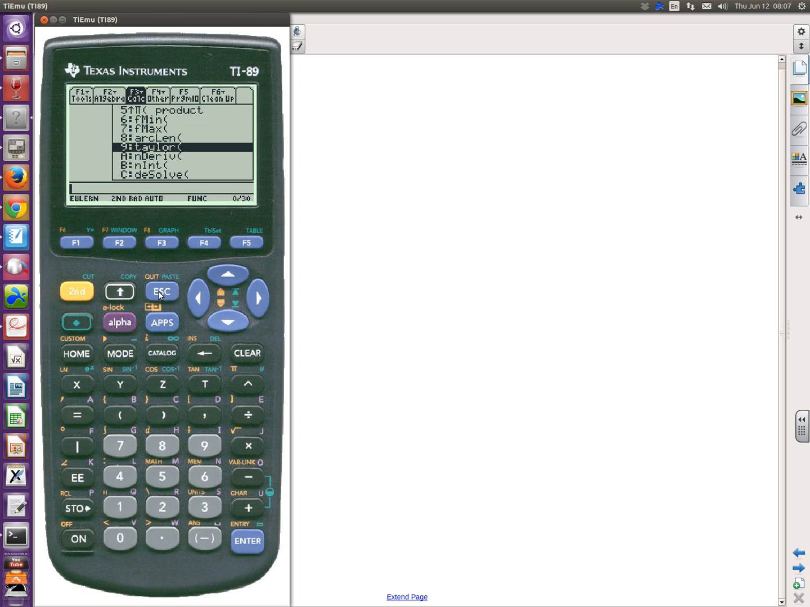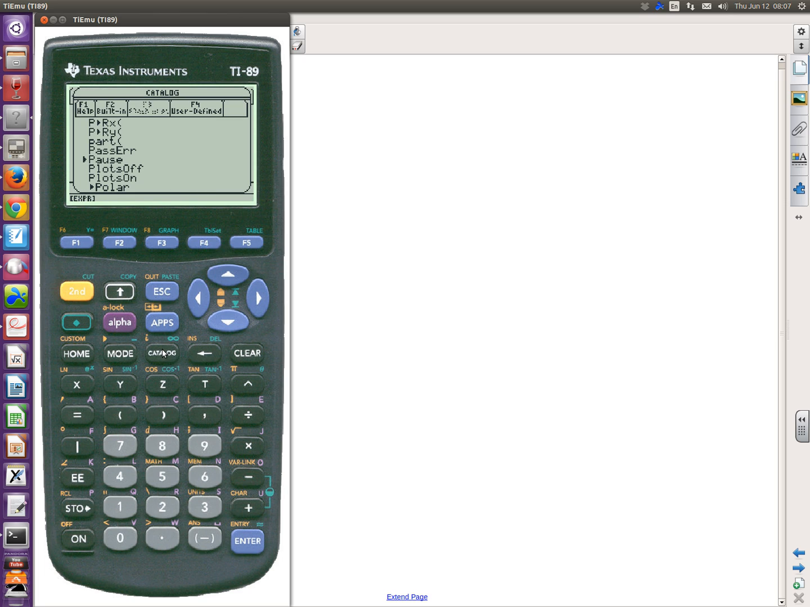How do you get the syntax? We'll figure that out. It's catalog, Taylor. Escape route. So, where's my catalog? Catalog, right there, where it's using it. Okay, and I'm going to look for, what are we looking for? Taylor, right? T's. There you go. All right, Taylor. All right, so expression, variable, order, point.